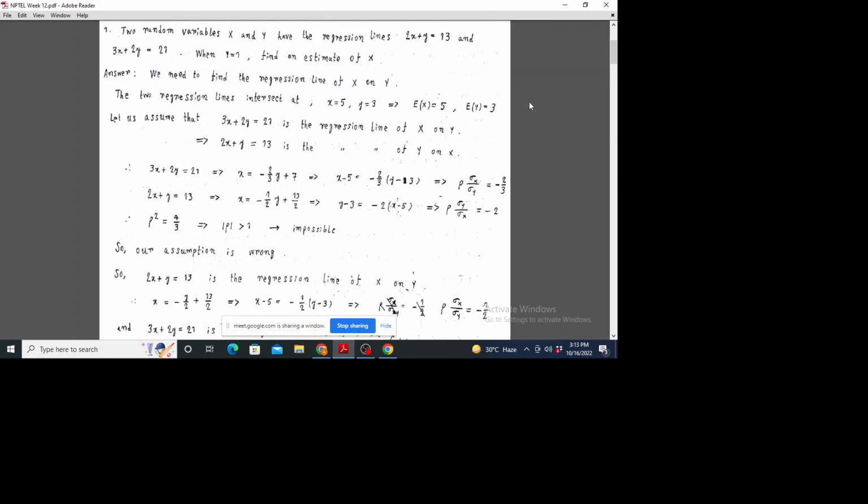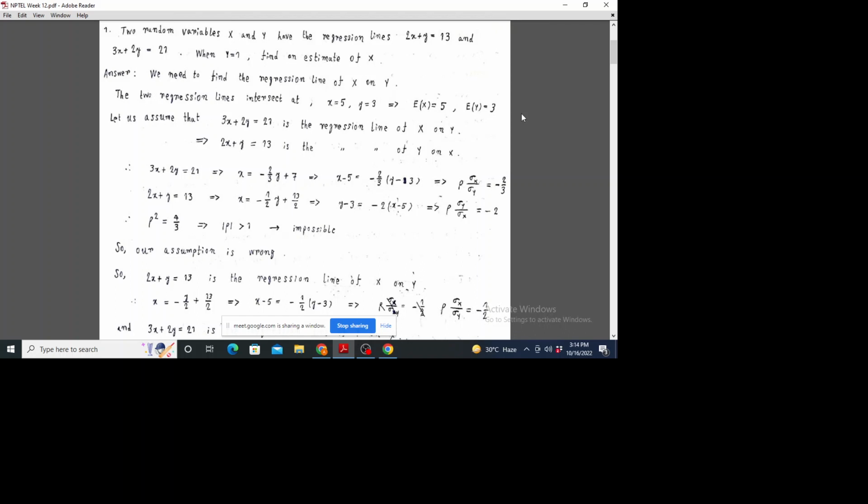Now you know the properties of the two regression lines. The point at which they intersect is the expectation value of both of the random variables, right? Yes, sir. Here the two regression lines intersect at x equal to 5 and y equal to 3, as you can easily see. That means the expectation value of the random variable x is 5 and that of y is 3. So that much is fine.